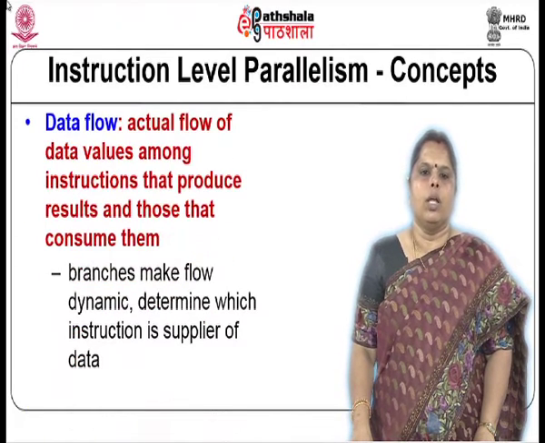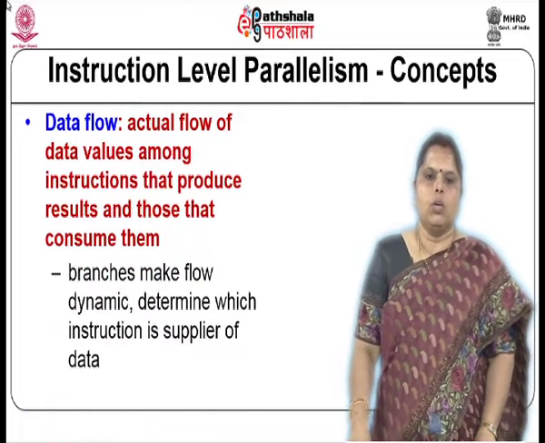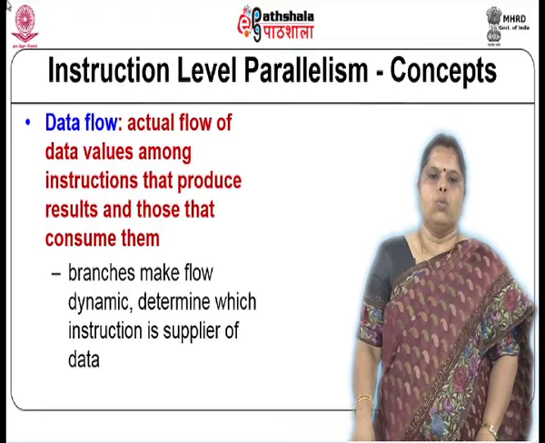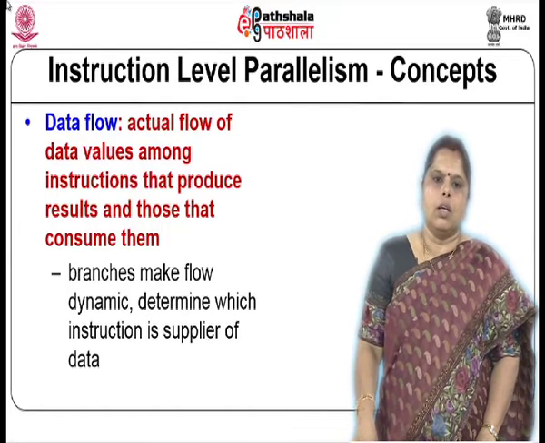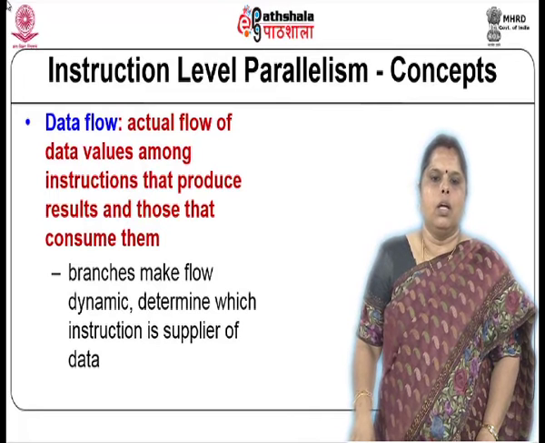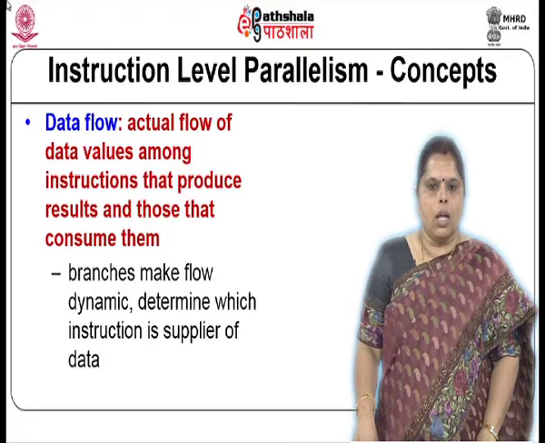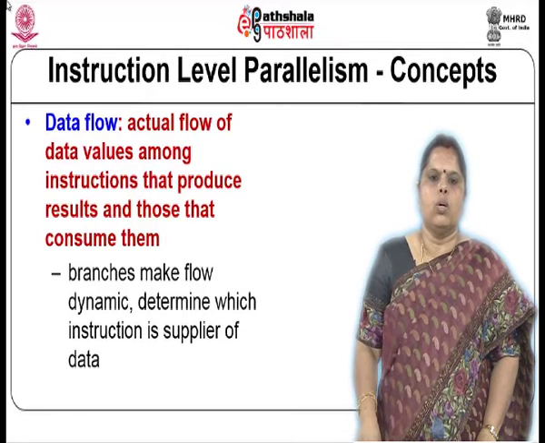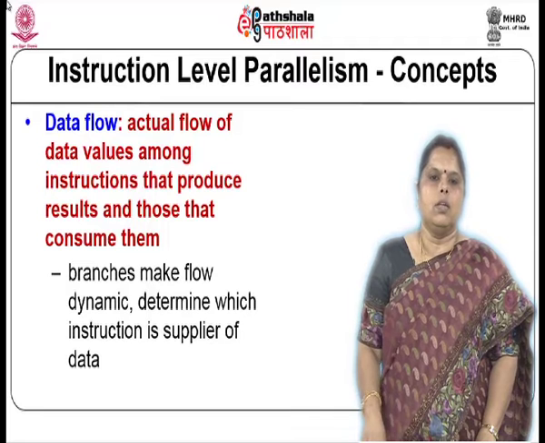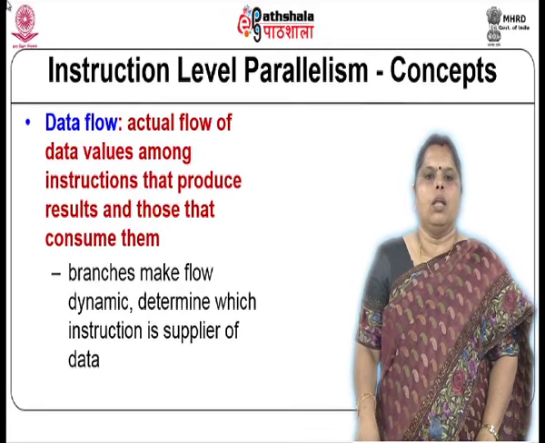And we will also have to worry about the data flow. You will have to make sure that the actual flow of data among instructions that produce results and those that consume them will have to be maintained. And this data flow will obviously be modified by your branches. Branches make the flow dynamic, and that will determine which instruction is a supplier of data. So, while handling control dependencies, you will have to make sure that both data flow and the exception behavior are maintained. While handling name dependencies, we will have to make sure that name dependencies are handled, and register renaming is a common process for handling name dependencies.